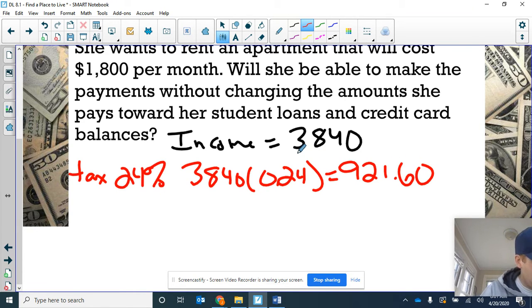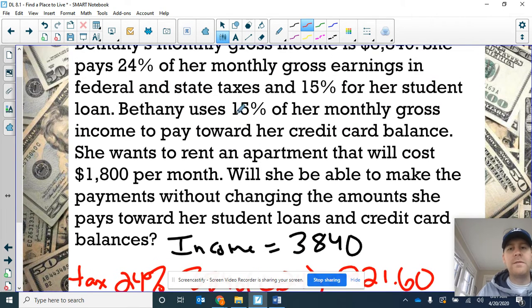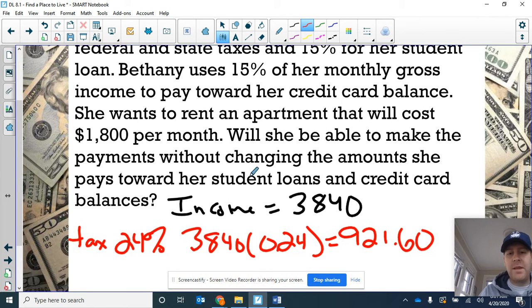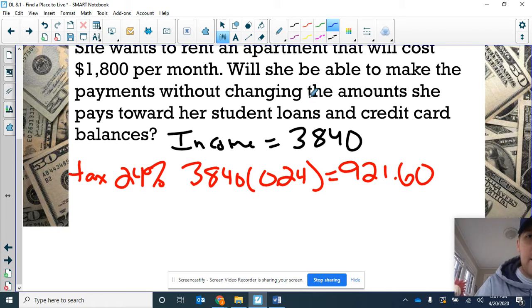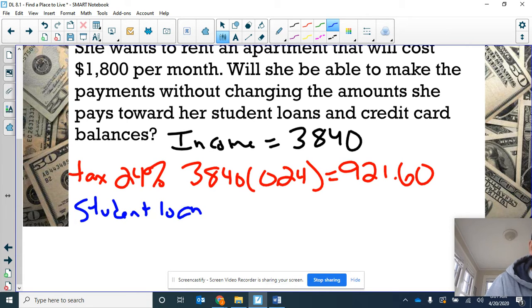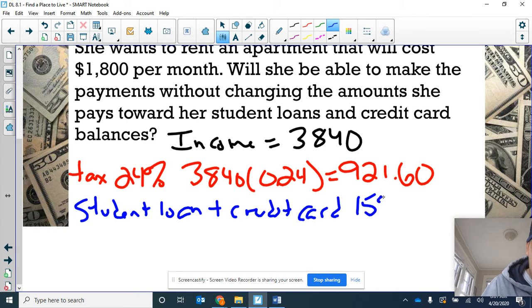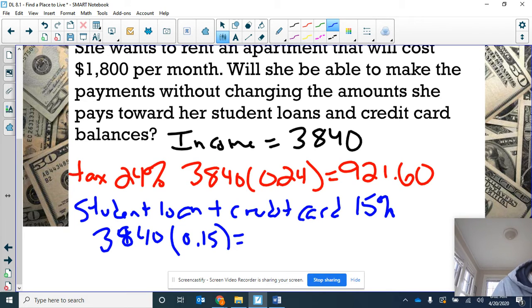Okay, let's look at her student loan and credit card. So what's cool is since they're both 15%, guys, I'm just going to calculate that once and know it's the same amount each time. Okay, so her student loan and credit card bill. Wrote that wrong. Okay, so let's take the 3,840 and multiply it by 15%, so 0.15. And each of those is going to cost $576.